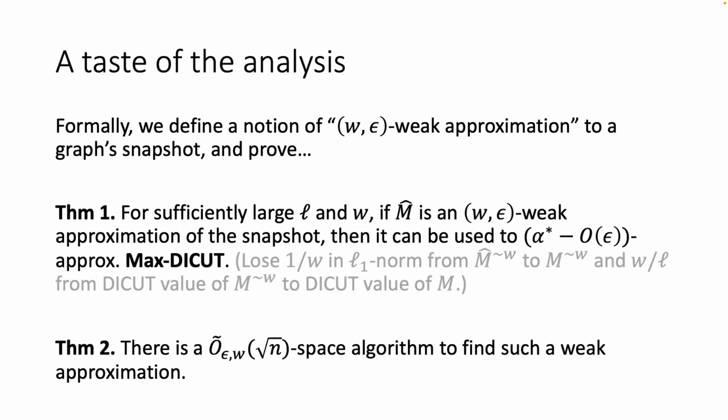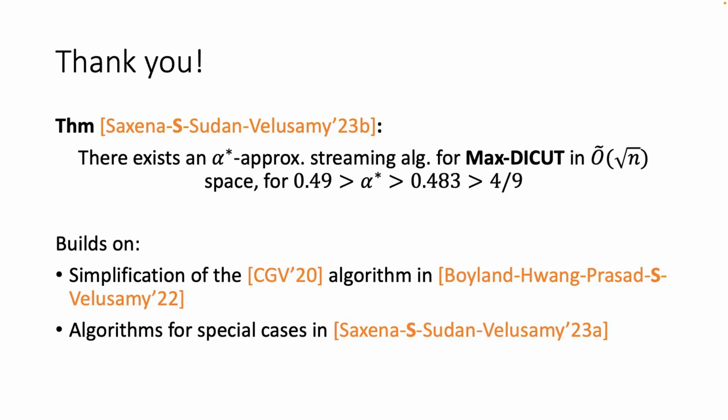And that's what you can actually estimate using a square root n space algorithm. So altogether, we know based on this how to get a square root n polylog n space algorithm, which gets a 0.483 approximation by implementing this oblivious algorithm as a streaming algorithm. And oblivious algorithms are known not to be good enough to get a 0.5 approximation.